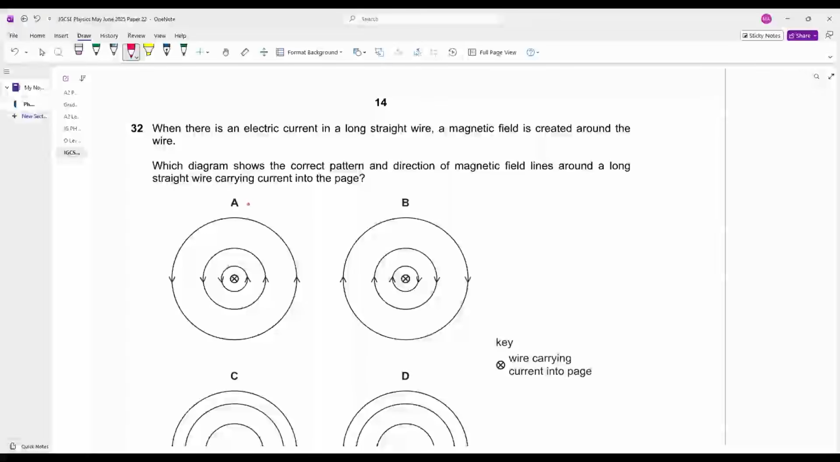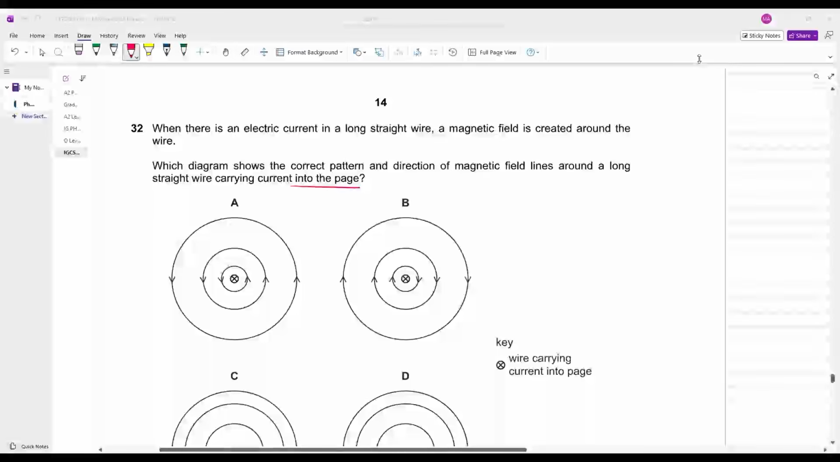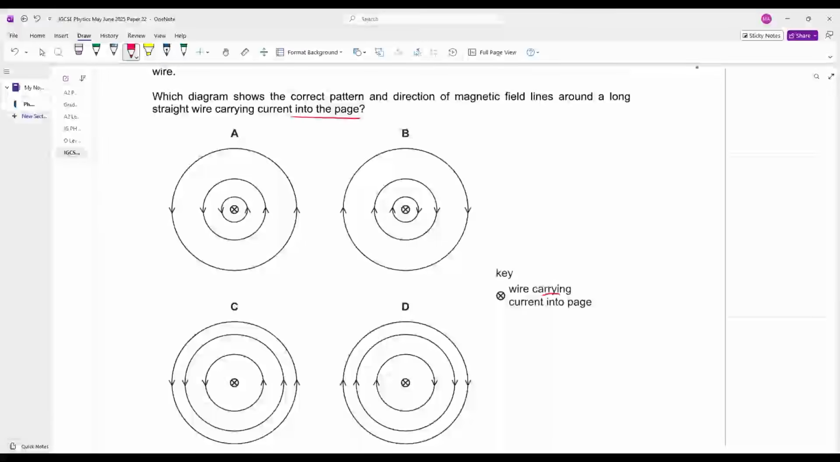When there is an electric current in a long straight wire, a magnetic field is created around the wire. Which diagram shows the correct pattern and direction of magnetic field around a long straight wire carrying current into the page? Can you remember that if you are carrying current into the page, your magnetic field lines will be in which direction? In the clockwise direction. And in the clockwise direction, the distance between the magnetic field lines will keep on increasing. B is your answer.